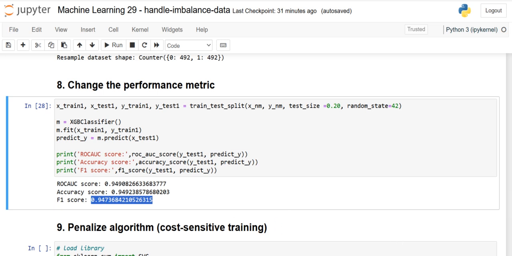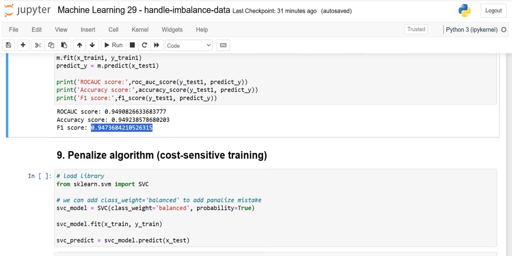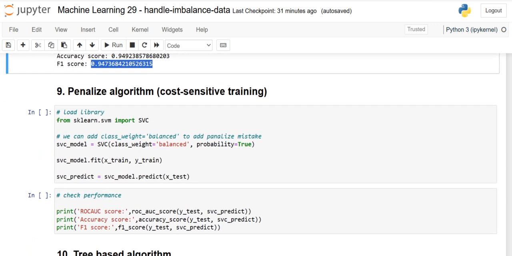And next to this, there is another part, the penalizing algorithm, which comes under cost sensitive training. Dear friends, this algorithm increases the cost of classification mistakes in the minority classes. This is a popular technique, which we mainly use on SVM, that is, the support vector machine algorithm.